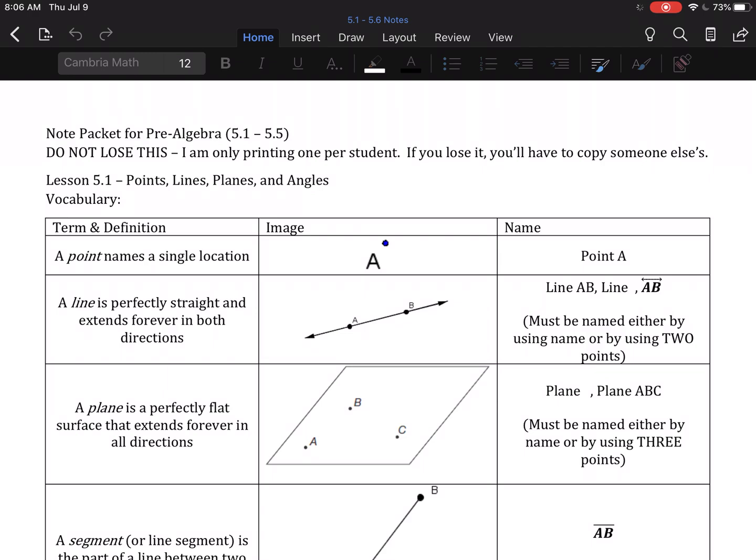A point names a single location. It'll be shown with a dot and named by a capital letter. When we name these things, we have to say point A.